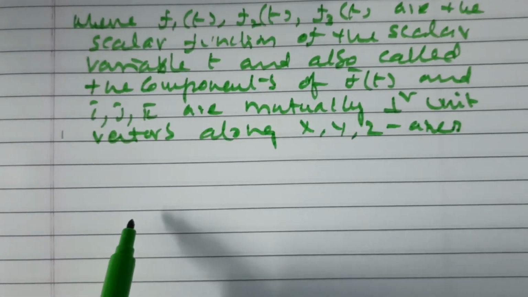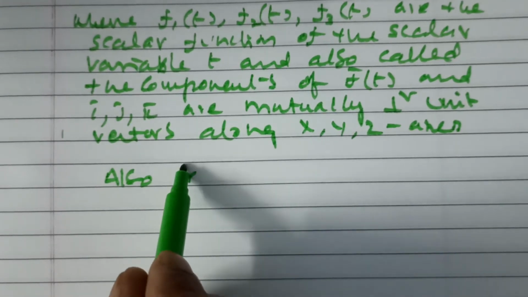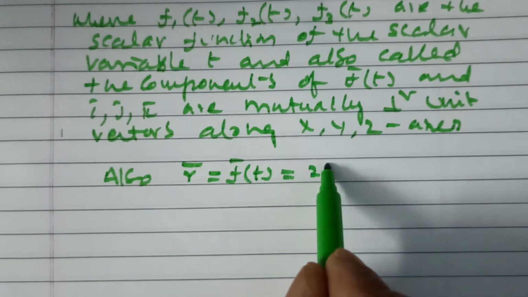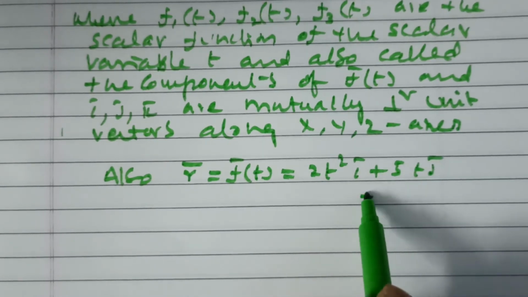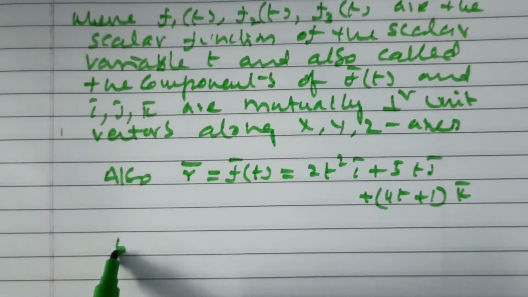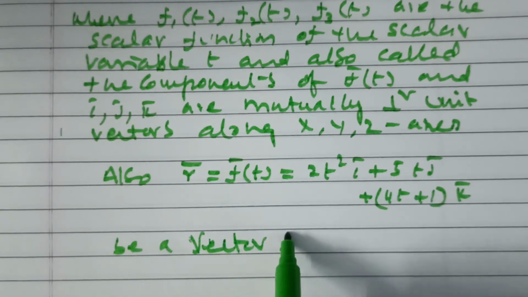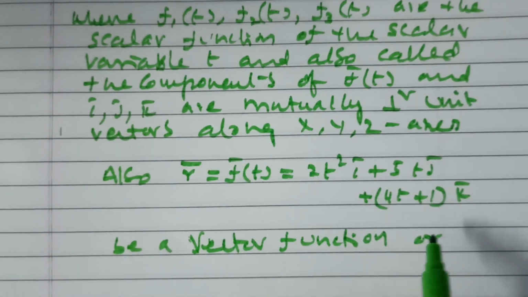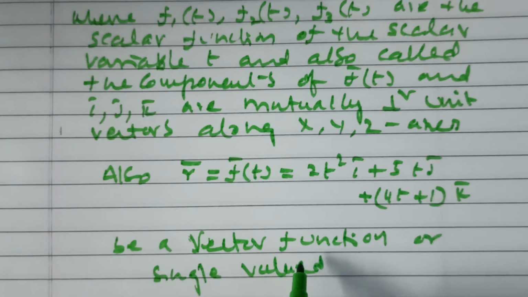Also sometimes we take r bar, that is f bar of t function. r bar is equal to f bar of t is equal to, say, 2t square i bar plus 5t j bar plus (4t plus 1) k bar, be a vector function or single valued, because only the t variable is there, single valued vector function.